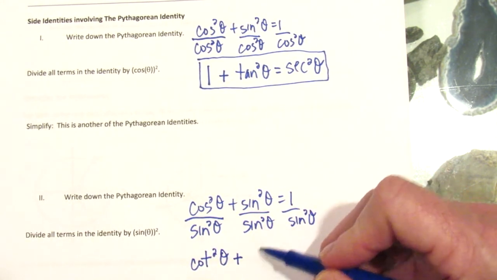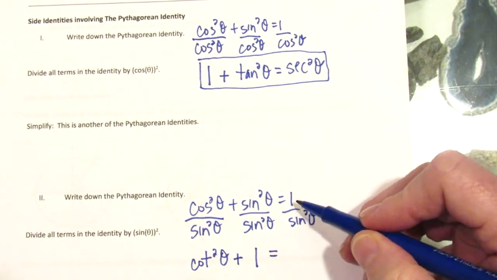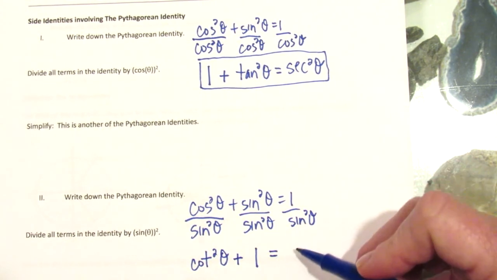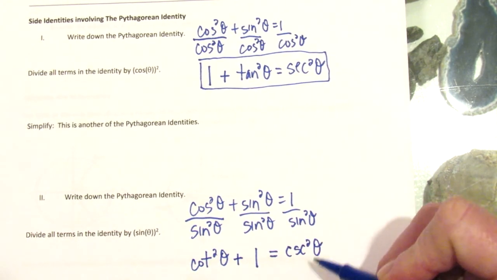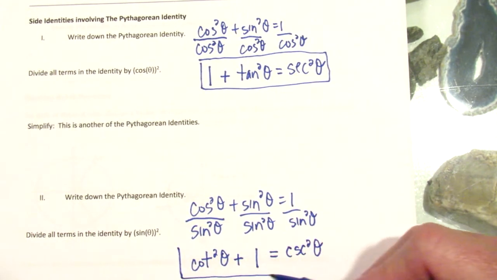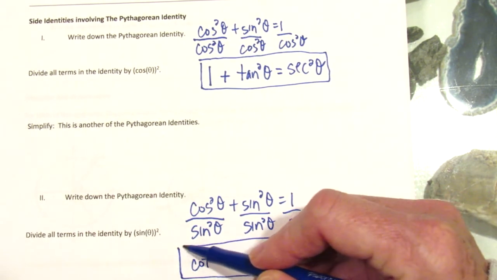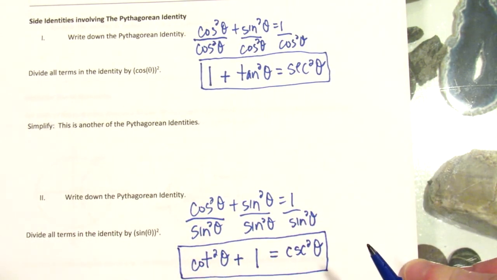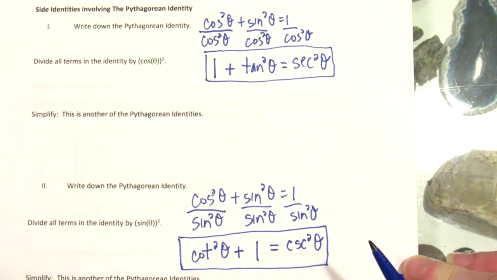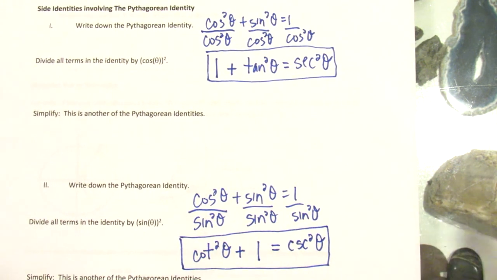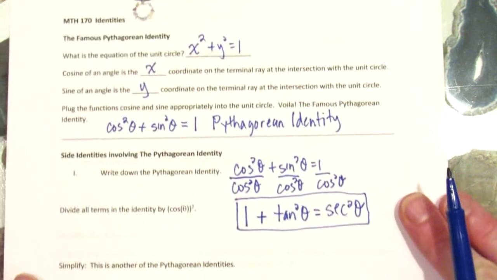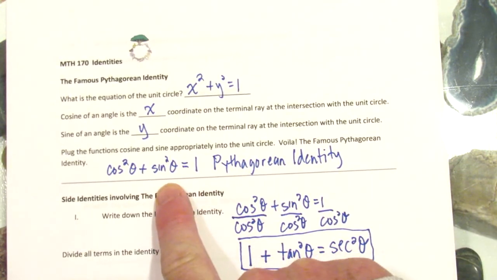Sine squared divided by itself is 1. 1 over sine is cosecant, so 1 over sine squared is cosecant squared. So cotangent squared plus 1 is equal to cosecant squared. That's another identity proven from the Pythagorean identity. So the three of these together are included as the Pythagorean identities, although this is really the main Pythagorean identity.